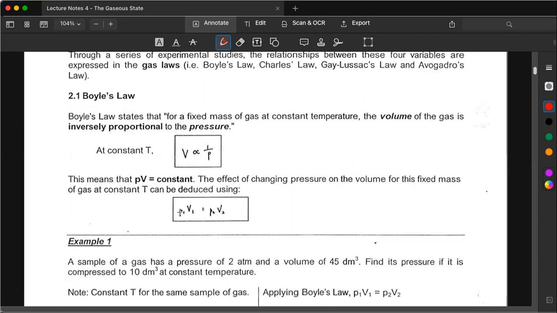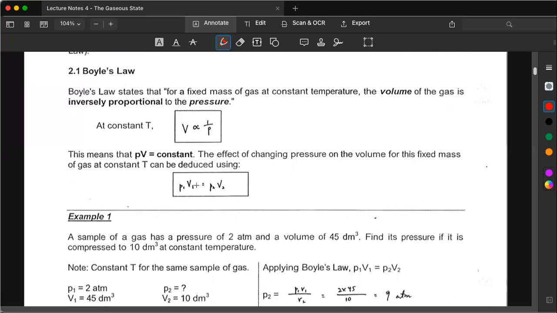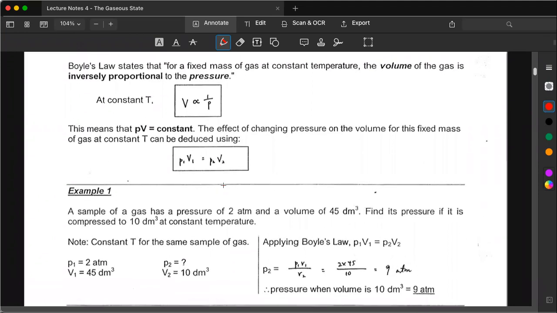Okay, so the product of pressure and volume will be constant. So if you change the pressure, the volume will change accordingly. Now let's look at a sample question to understand how the equation can be applied.